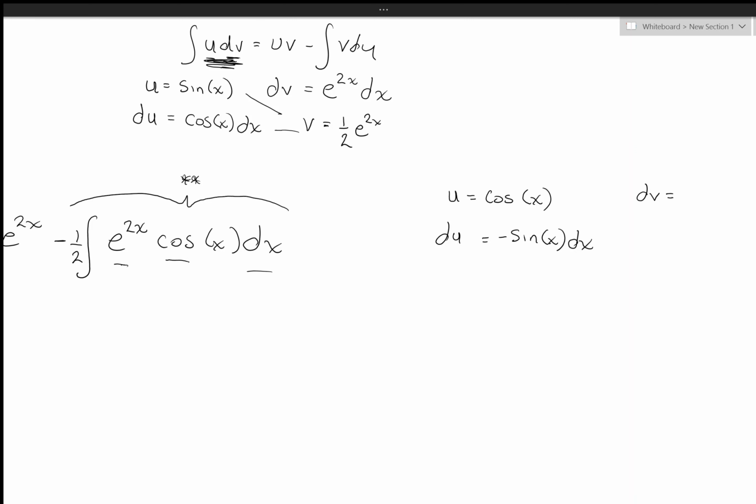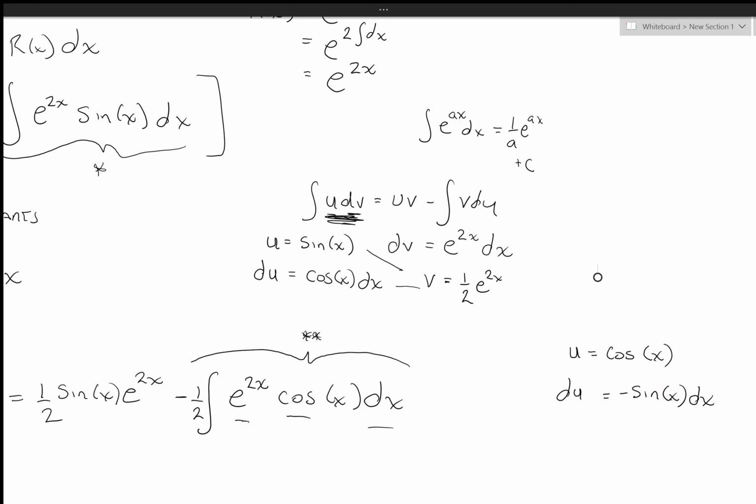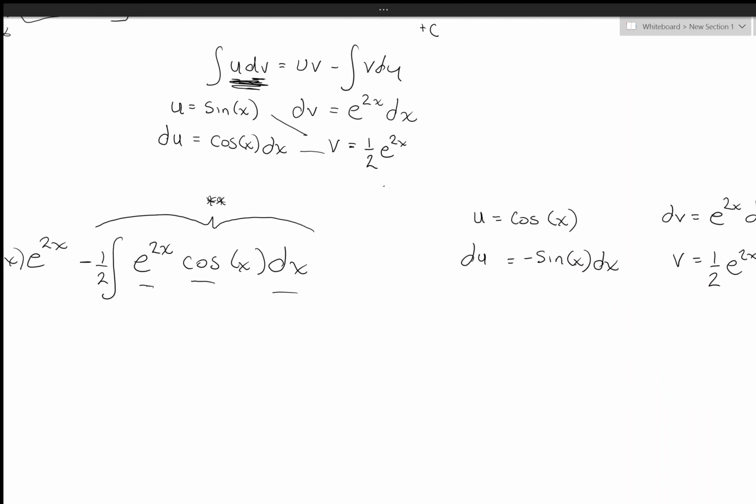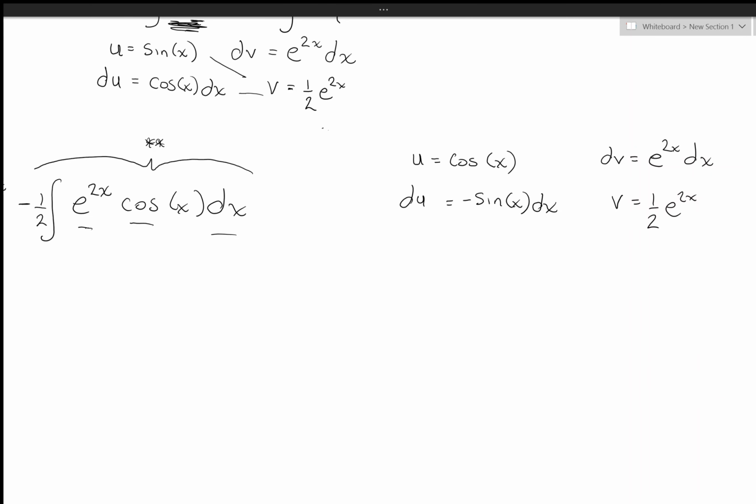So dv, in this case, if cos x is u, then dv, what's left, is e to the 2x dx. If you integrate that, you get 1/2 e to the 2x. This is the same as what we had up here, the same thing we had here. So dv is exactly the same. Now we can say we have uv minus the integral of v du.